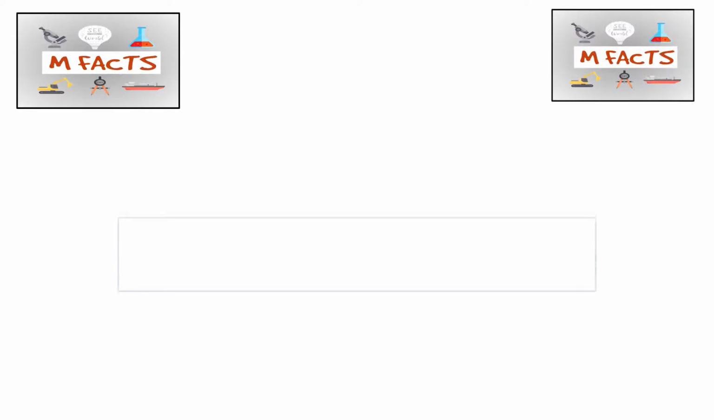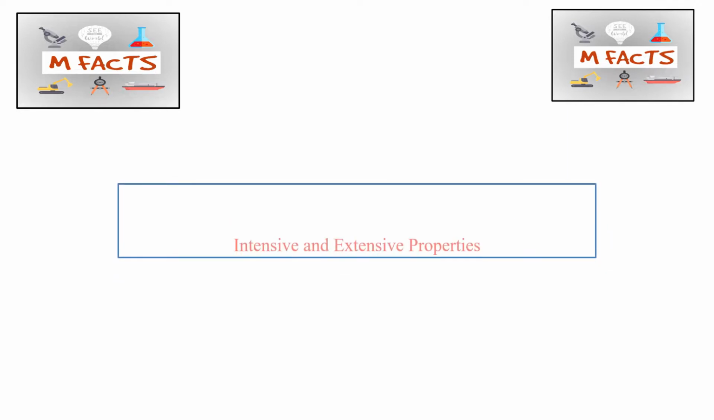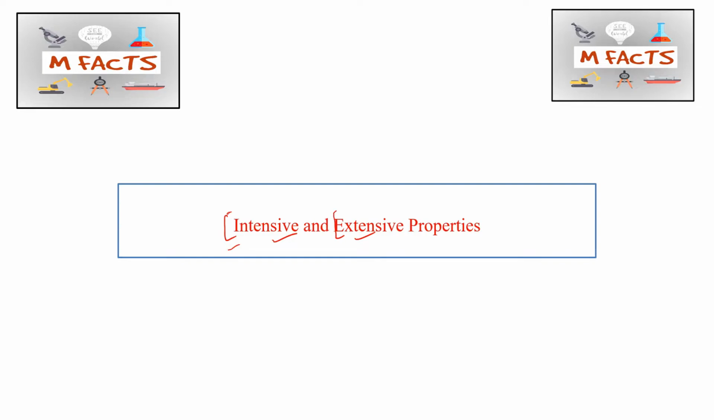In this video, we will try to understand the meaning of intensive and extensive properties. First of all, we will see what intensive and extensive properties are, and also a few examples of these properties. The fundamental thing about properties or state variables is that they are either extensive or intensive.